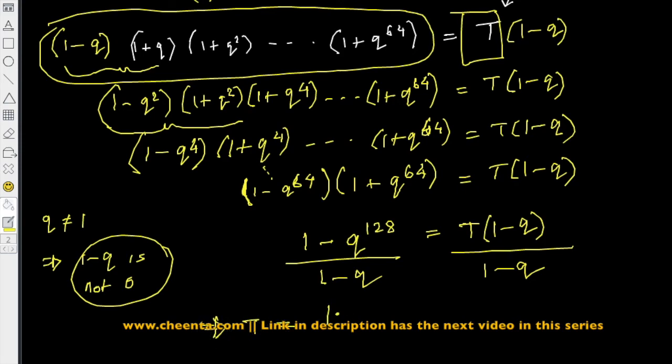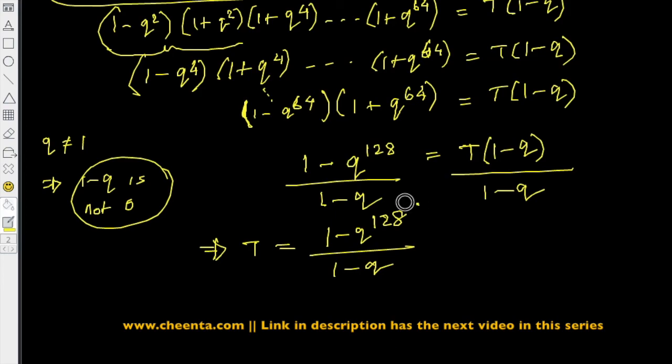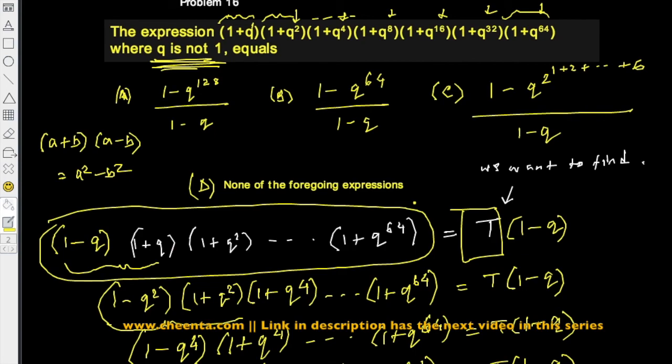T is equal to 1 minus q to the power 128 divided by 1 minus q. So this is the final answer. Alright, so option A is the correct answer.